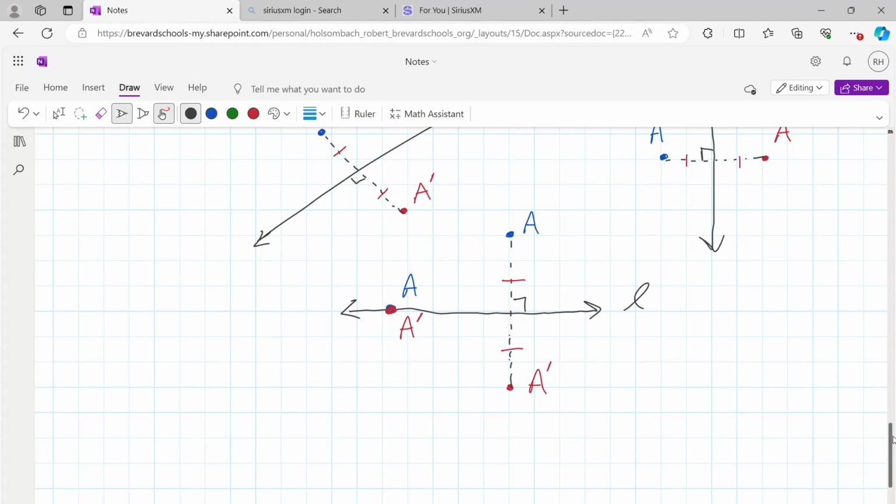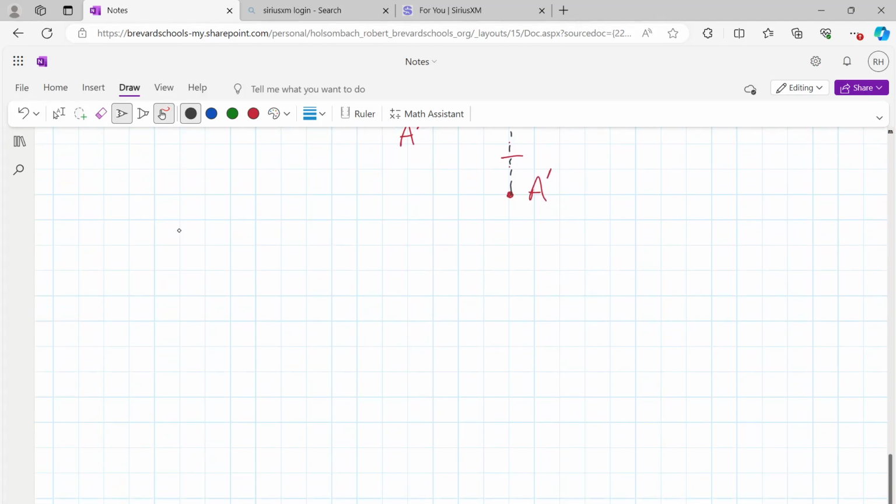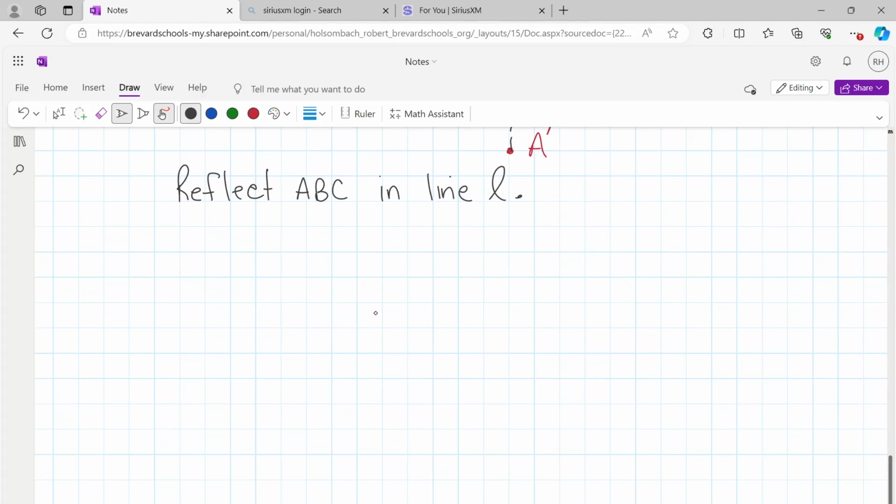And the second thing we're going to do is we're going to reflect a figure or an image in a line. So now we're going to use a triangle ABC in line L. So here's our line of reflection. Going to put a triangle over here. Triangle ABC. And now when you're reflecting a figure in a line, you're going to do the same thing that we just did, but you have to do it in this case 3 different times.